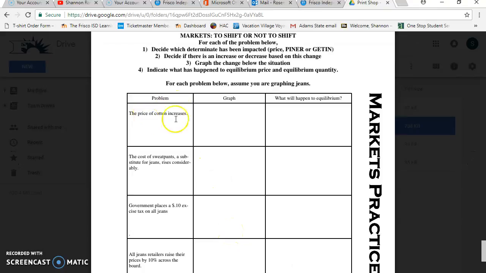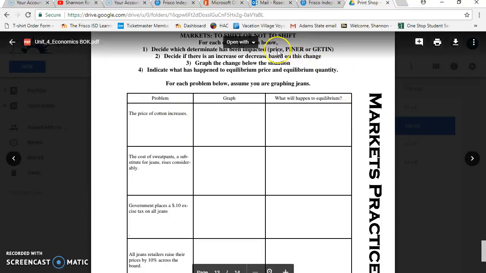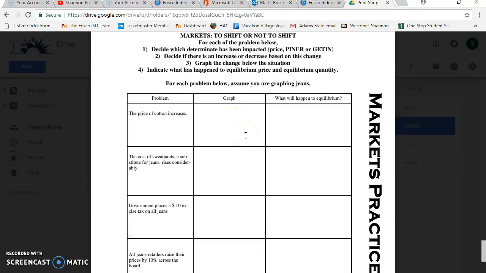Now you have to figure out, well, what happened? So I'm graphing jeans. The price of cotton increases. Well, what does cotton have to do with jeans? Is that simply the price of jeans? No. Is that something affecting consumers with jeans, or is that affecting the supplier? So I would say, well, that's affecting the supplier because cotton is an ingredient or an input. It's something you use to make jeans. So if the price of cotton goes up, what will happen to the supply of jeans? So the supply of jeans should decrease, which means it will shift to the left.